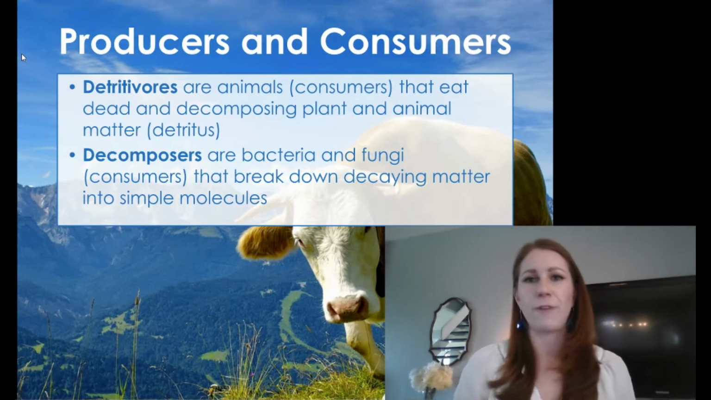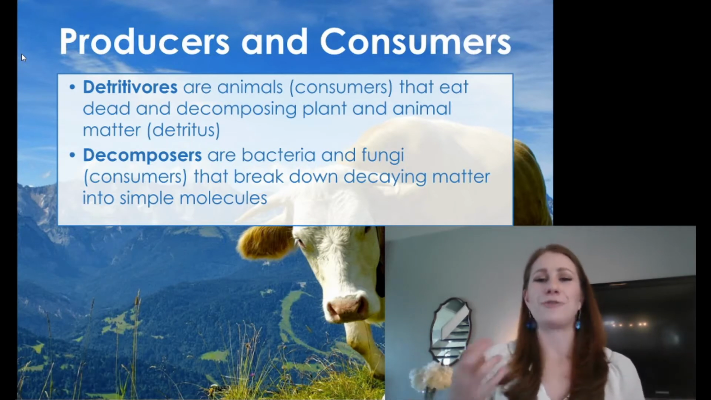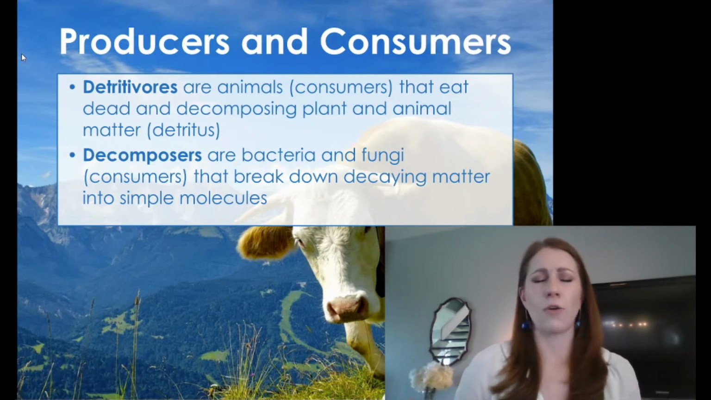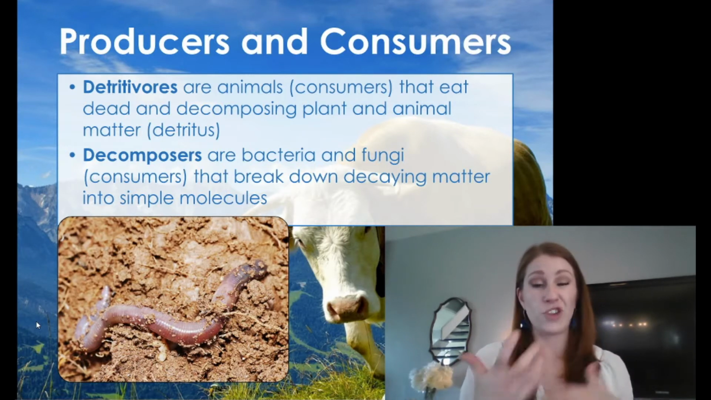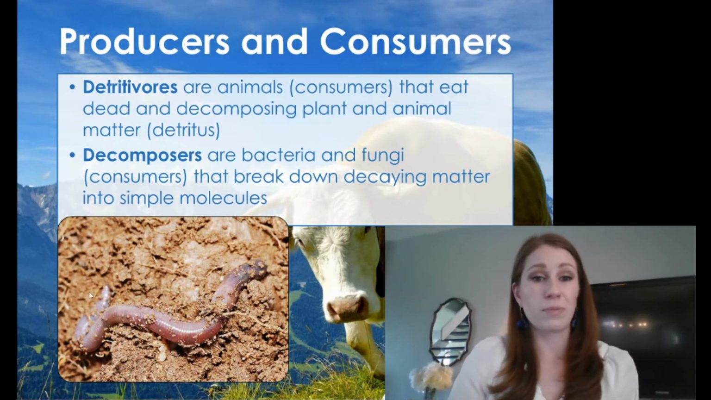So bacteria, funguses, they don't have mouths. So they have to just break things down and absorb all those nutrients. So that's the difference for me. Here, a detritivore, an example, would be a worm. That's why worms, they eat things that are in the dirt and they kind of churn it up and they help create some differences in the dirt for us, or the soil.